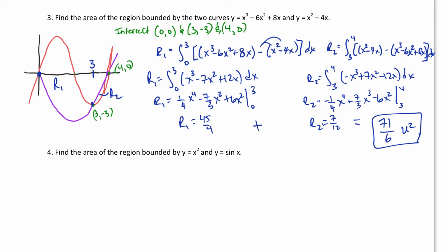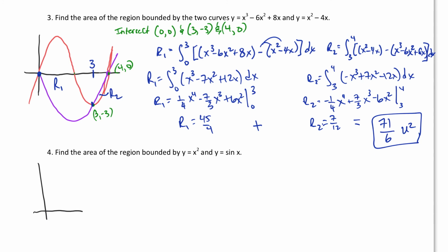All right, now one more problem. We do have review problems on the midpoint rule we will do later, but just for these area ones right now, one more problem, and let's see what we end up with. So for this one, it says find the area of the region bounded by y equals x squared and y equals sine of x. So y equals x squared looks like this.